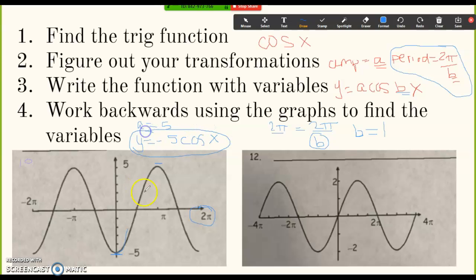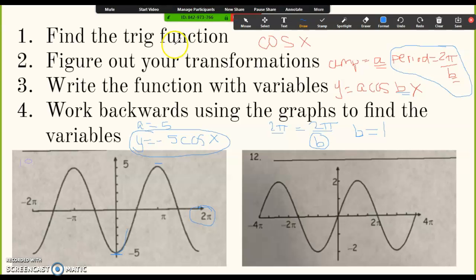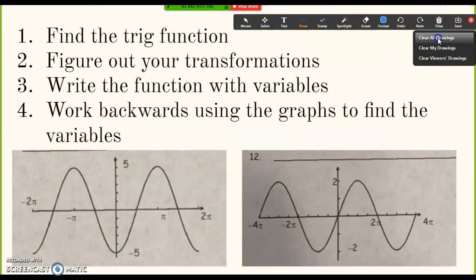There it is. All right, we're going to try it again. We're going to do problem 12 together, going through these same steps, working backwards. So for problem 12, I'm going to clear out everything. First thing, let's find the trig function. Let's start at 0. Looking at this sideways S, we know this is a sine curve. So this is sine of x.